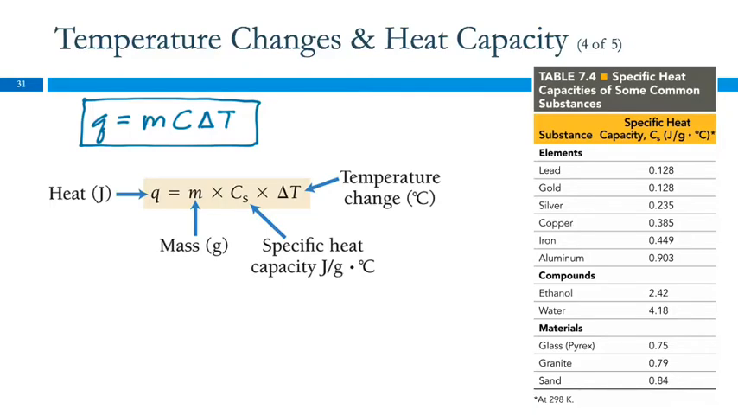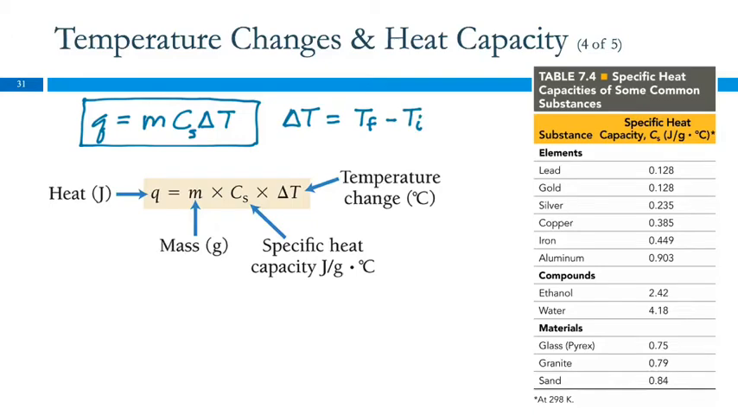Technically, this is specific heat capacity. We almost never use heat capacity. We almost always use specific heat capacity. So here we have the heat in joules, the mass in grams, the change in temperature in degrees Celsius, and their change in temperature, delta, final minus initial. So it's the final temperature minus the initial temperature.